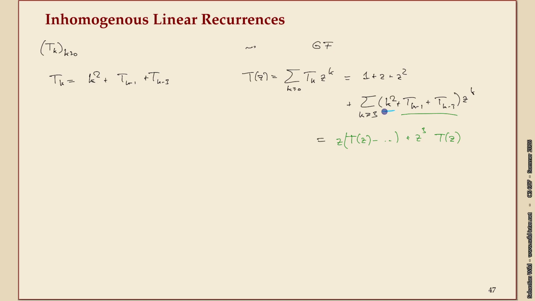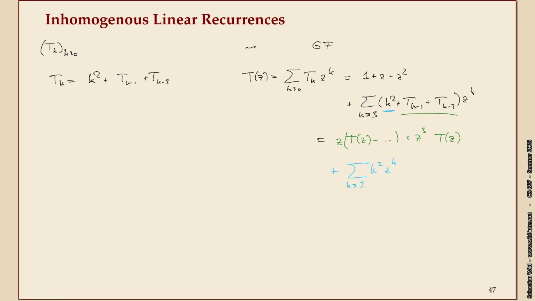But what's new is this k squared. Okay, that didn't exist before. We had a homogeneous recursion where we only had as summands these recursive calls, not anything else. But this blue part can also be rewritten because if you look at it now, this is just some specific sum. And you can again look up formulas for this one.